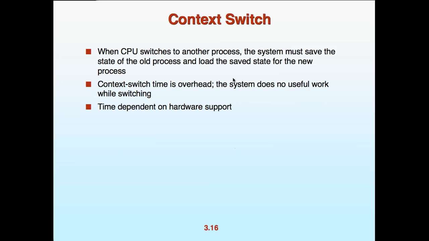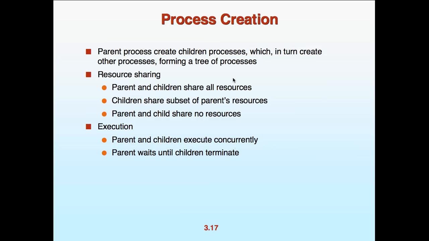The system does not do anything useful while switching. So the time is dependent on hardware support. Which is why there have been so many experiments putting in hardware controlled context switching. You can have a hardware stored PCB, hardware implemented queues, all sorts of different things that can be done from a hardware level that are aimed at making the context switching faster. Faster is what you want.